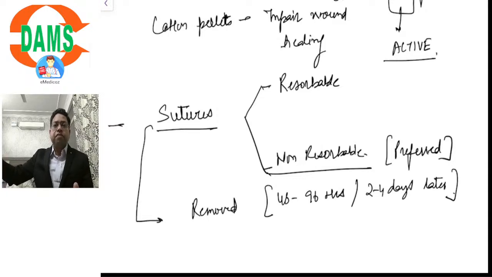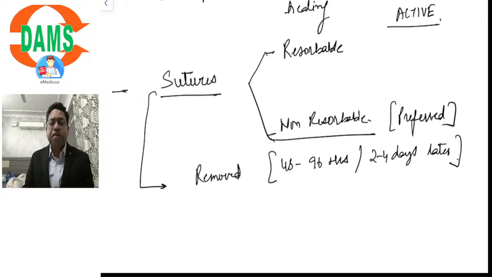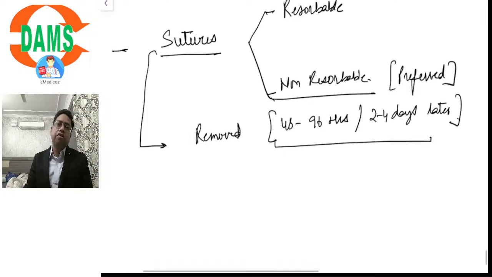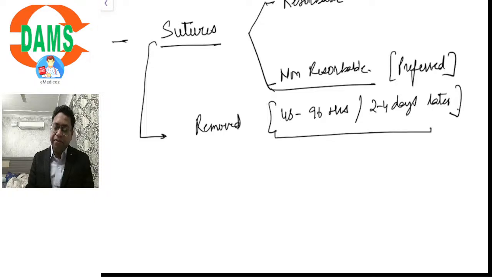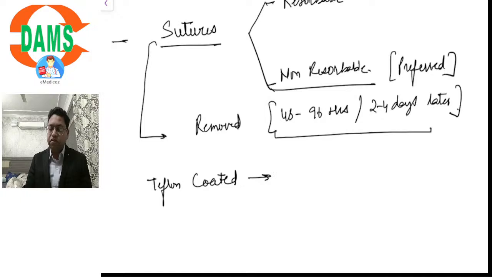Conventionally, we were removing the sutures after about 1 week or 10 days, but the contemporary recommendation is that they should be removed 48 to 96 hours or 2 to 4 days after surgery. This allows for better wound closure. Some of the newer non-resorbable sutures can be Teflon coated, very smooth sutures. An example is Dacron.